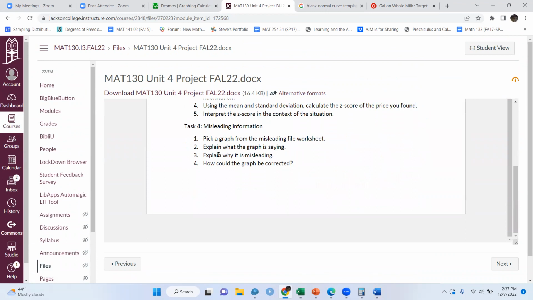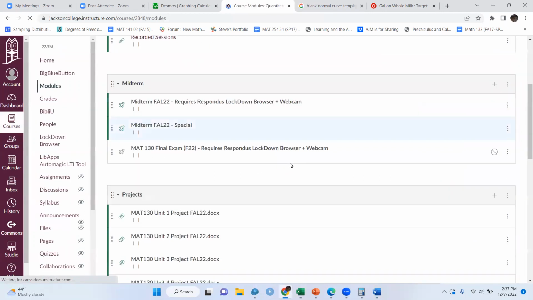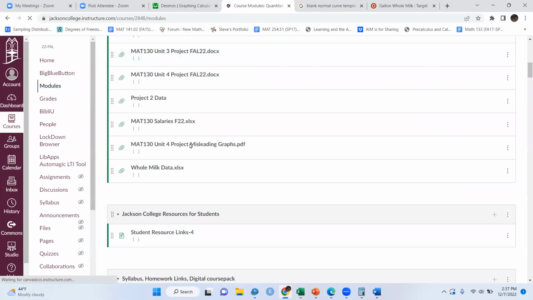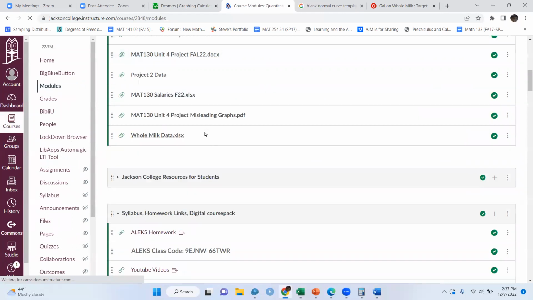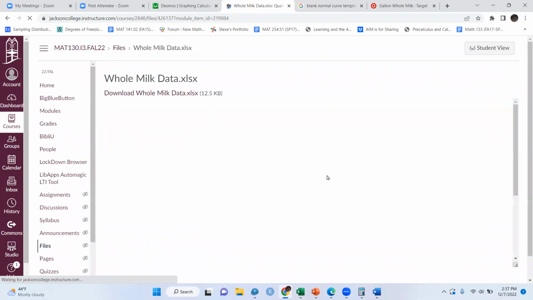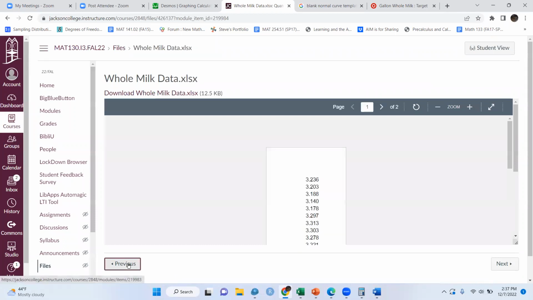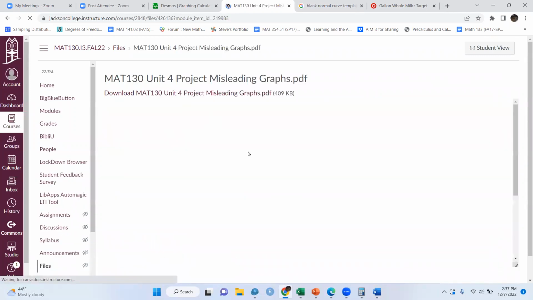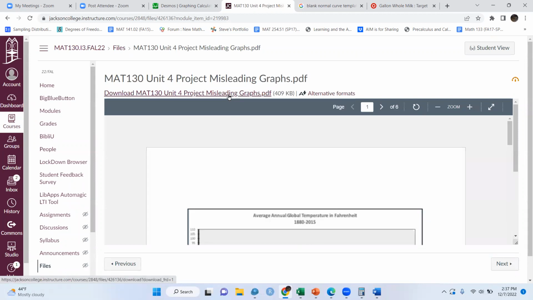So task 4 of the project is pick a graph from the misleading file worksheet, explain what the graph is saying, explain why it is misleading, and explain how you could correct the graph. So I've uploaded some selected misleading graphs right here. So let me open that, and you pick any one of these you want. What you would want to do is download it. It's a PDF.